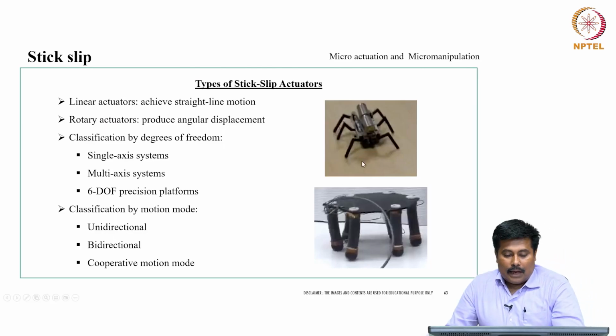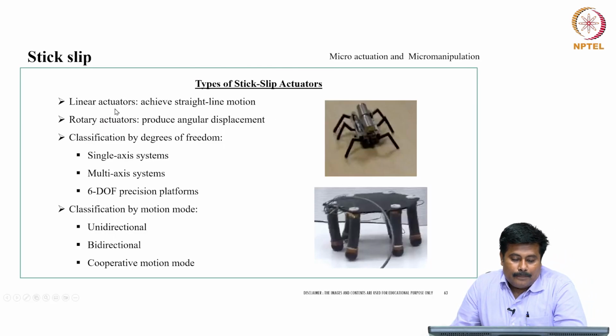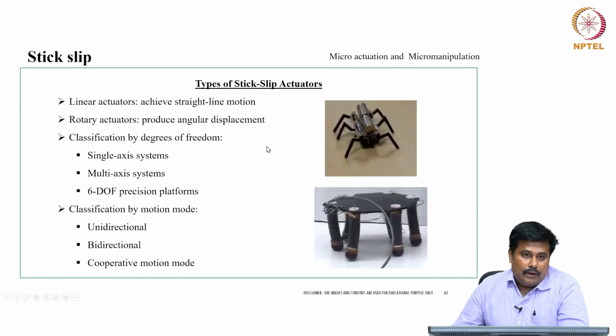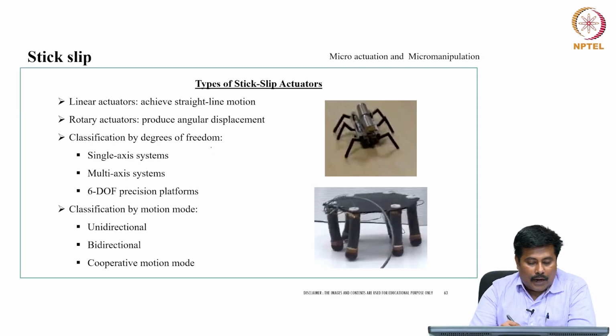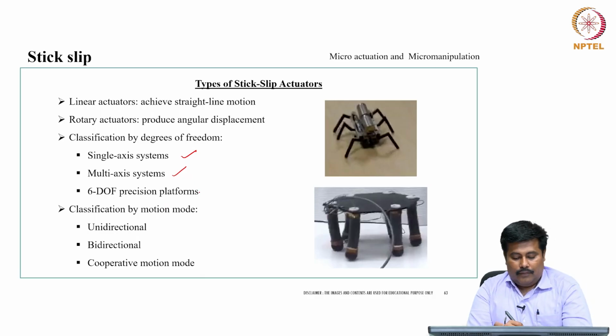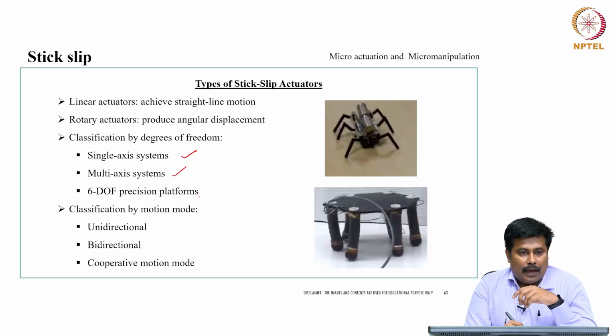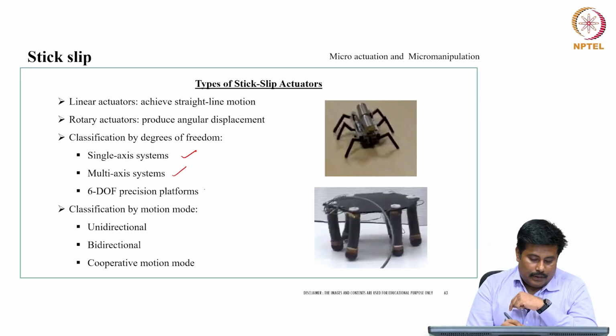So these are some of the examples of the types of stick slip actuators. It's a linear actuator which achieves high linear motions, and a rotary actuator which produces angular displacement. And when we try to classify the same with reference to degrees of freedom, there is a single axis system, a multi-axis system, and a 6 degrees of freedom system, where high precision platforms can be established using this particular system.